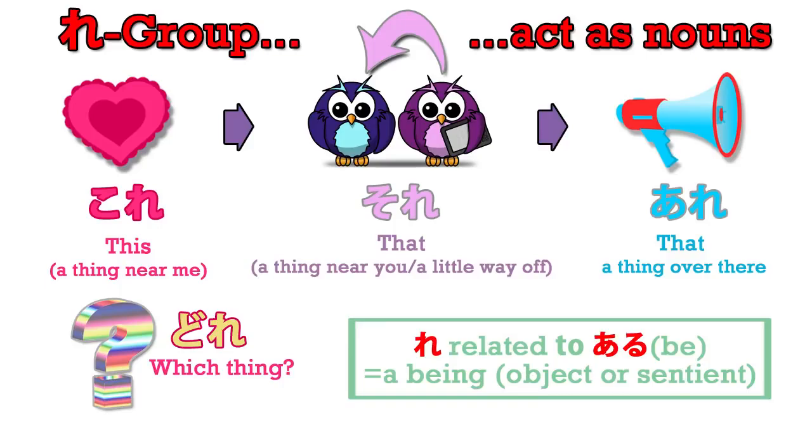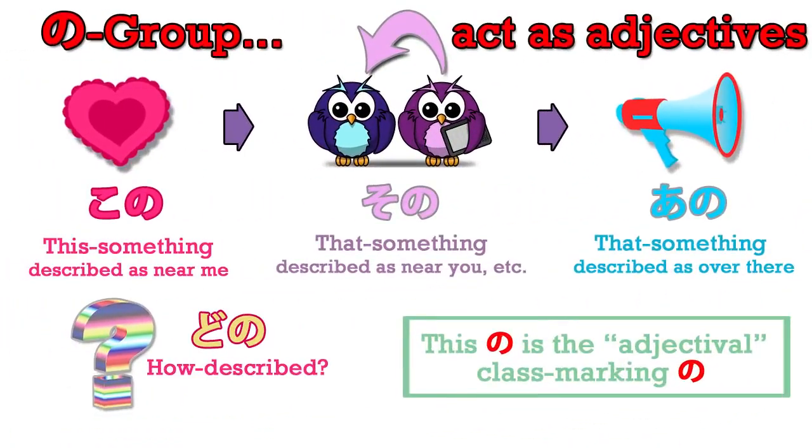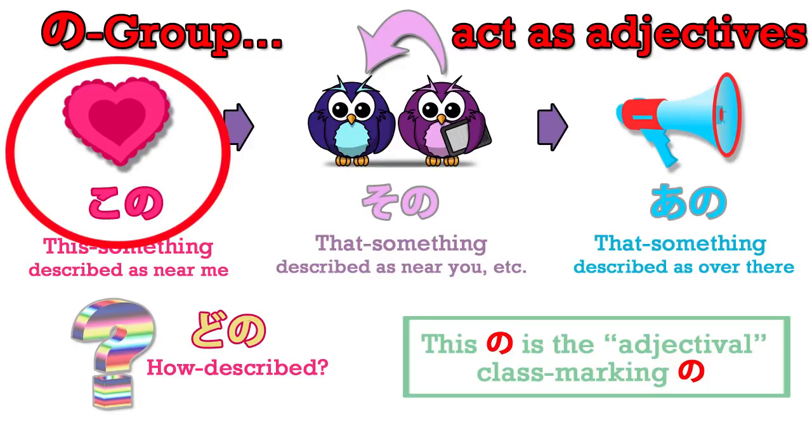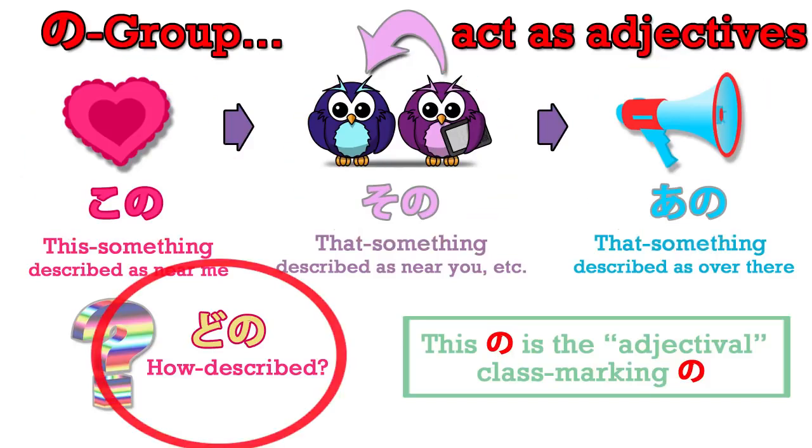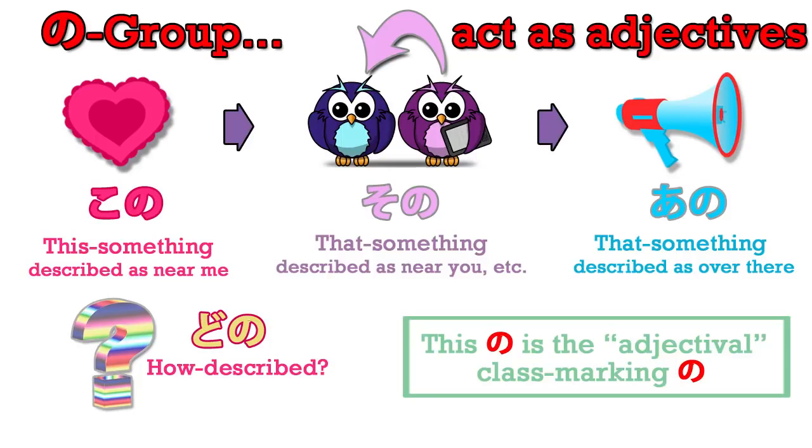Now, what these can get confused with is the no group. Kono, sono, ano, dono. Now, re means a being, it refers to a thing. No, as we know, is used to make adjectivals or descriptors. So if we say Sakura no fuku desu, we're saying Sakura's dress. If we say densetsu no senshi, we're saying legendary warrior, warrior that belongs to the class of legend. Now this is the same no that we see in kono, sono, ano, dono.